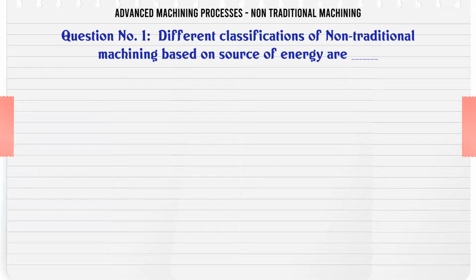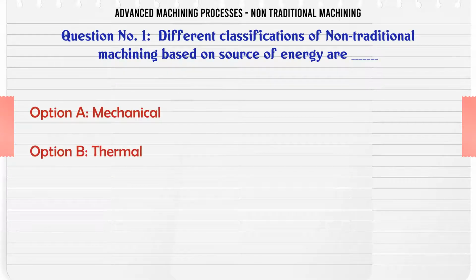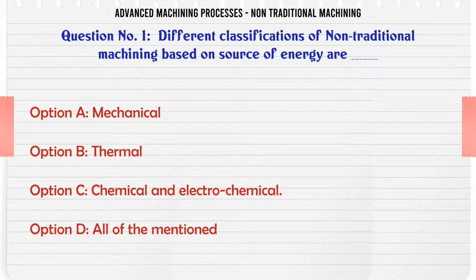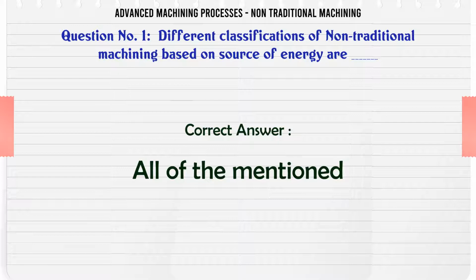Different classifications of non-traditional machining based on source of energy are: A. Mechanical, B. Thermal, C. Chemical and electrochemical, D. All of the mentioned. The correct answer is all of the mentioned.